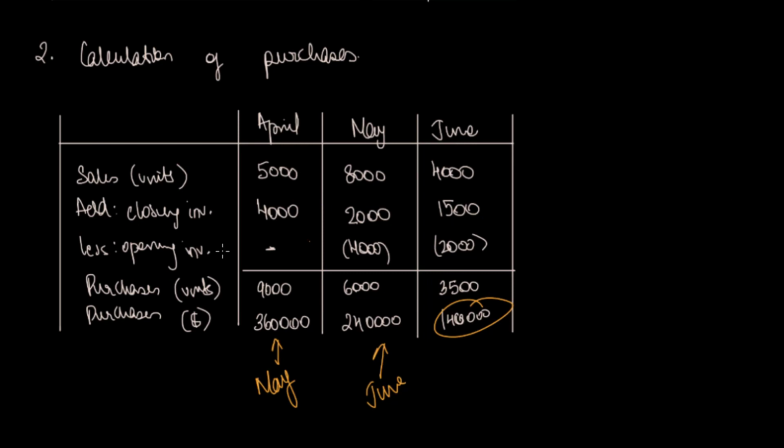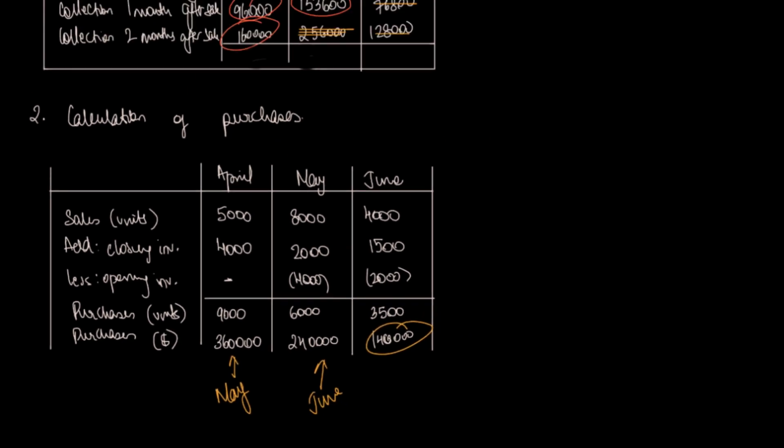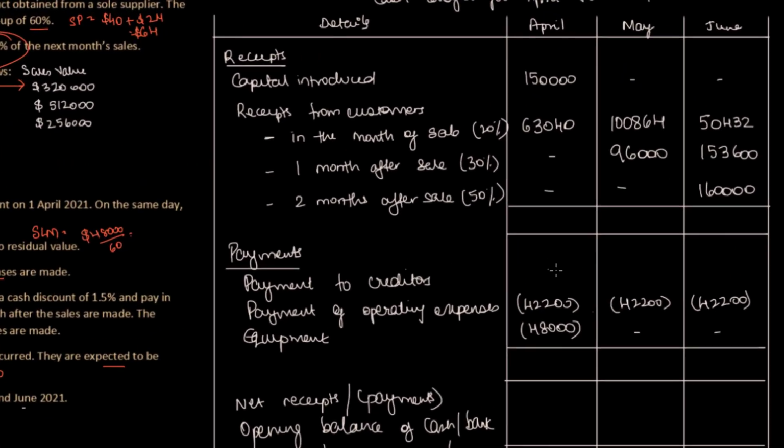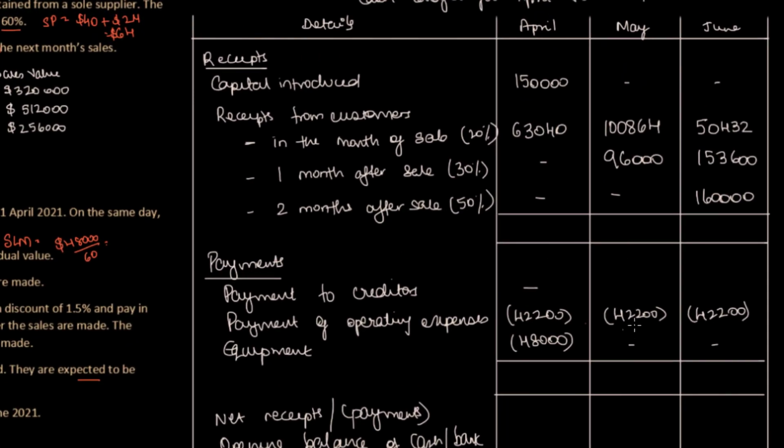So to payment to suppliers, we're going to put May and June column 360 and 240,000. Nothing in April because nothing was purchased in the previous month. 360 for April written in month of May and 240 for May written in the month of June because payment is in the month of June. Now we're going to take the total of the receipts and payments for each of these months.